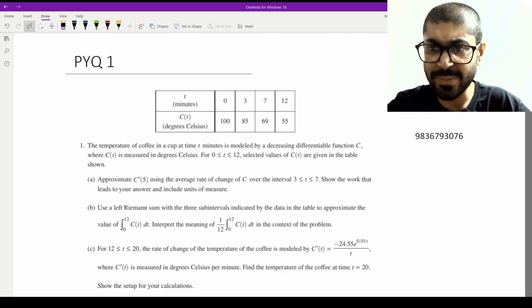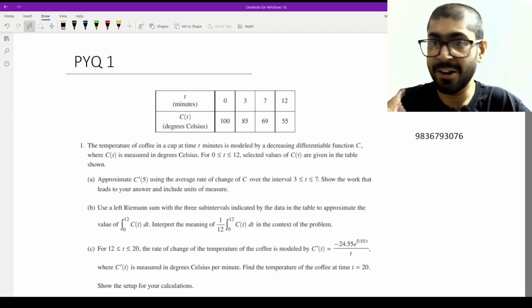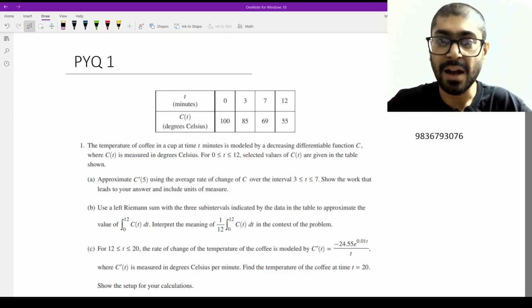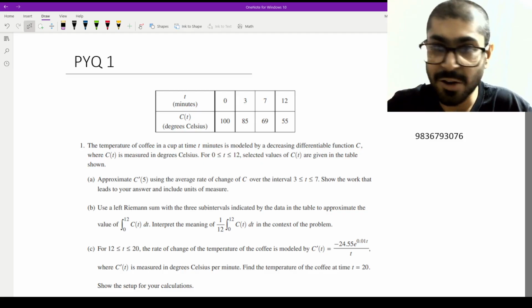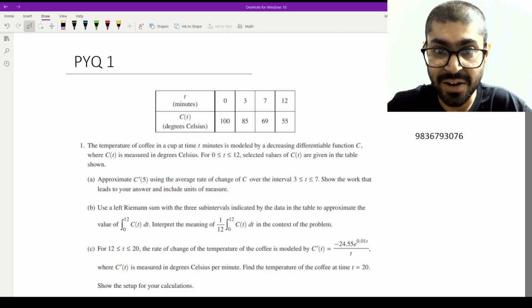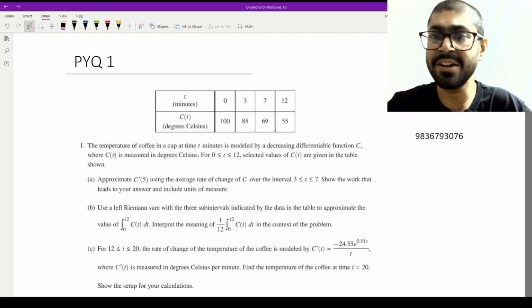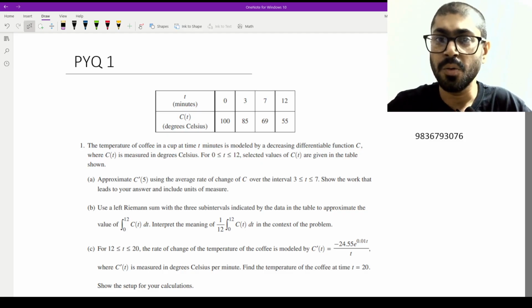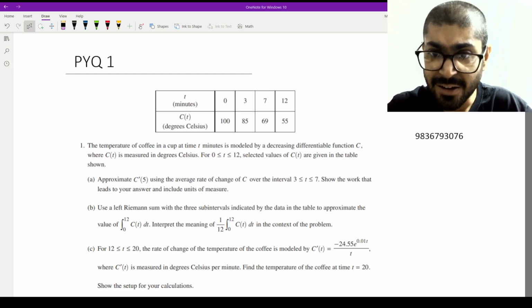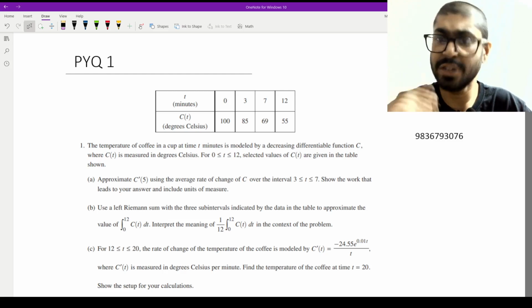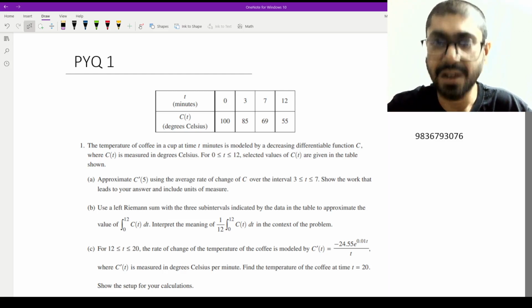So how can we approximate? The best, well, we cannot call it the best, the easiest way to approximate is by joining a line, right? Now we have to first find out the rate of change, right? Approximate c dash 5 using the average rate of change of c over the interval. So what is the average rate of change? It will basically be the slope of the line that joins all of these points, isn't it? So we will take the entire line. It says from 3 to 7, so from 3 to 7 we will take the complete line.